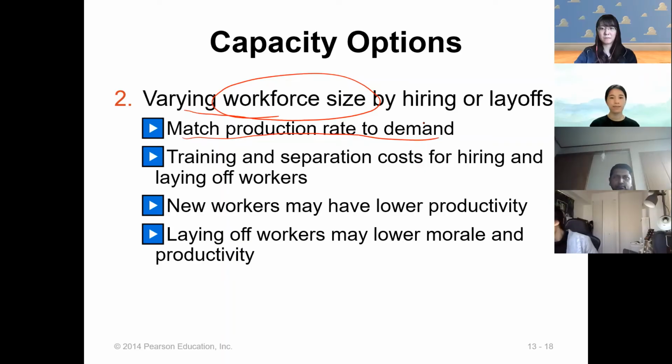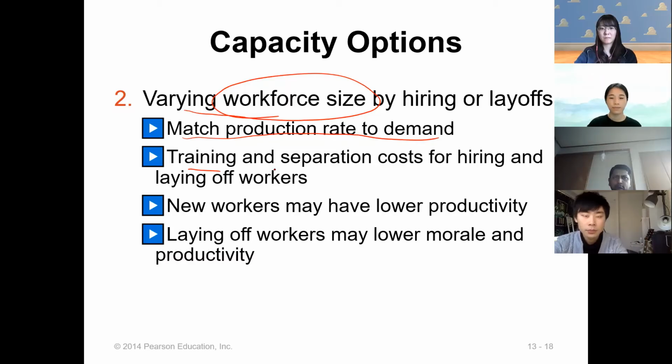That means you try to have a strategy in which the production rate is similar to what the demand is. If, for example, the demand is 100 a month, then you meet that. If next month is 200, then you meet that. So you have to vary your workforce.